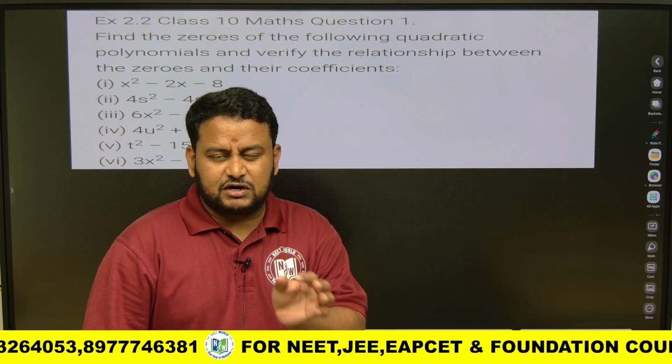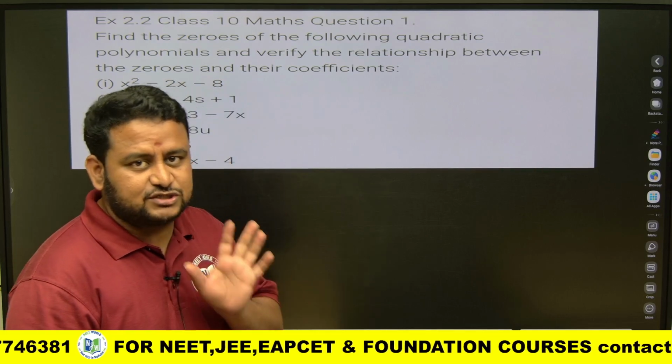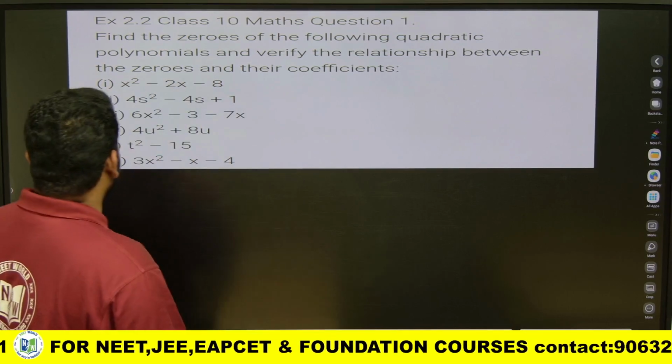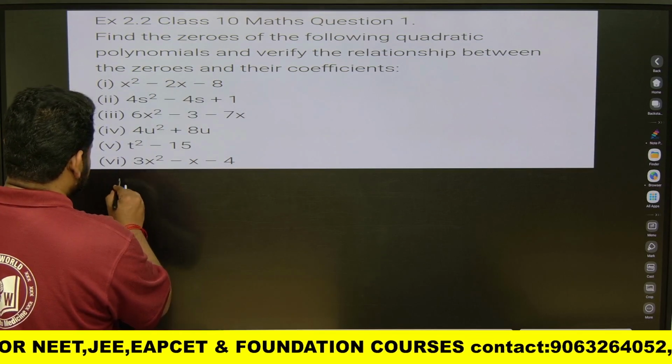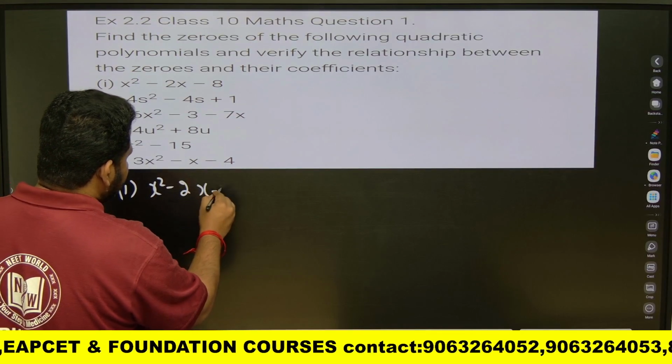Sum of the zeros is what? Minus b by a. Product of the zeros is what? C by a. So first let us find the zeros of the polynomial. To find the zeros of the polynomial, the first question we have is x square minus 2x minus 8.